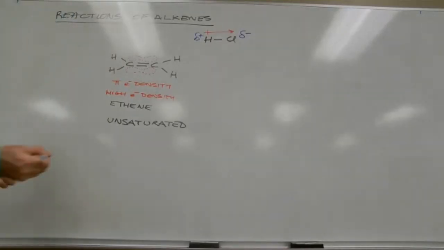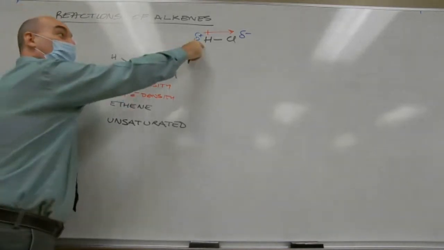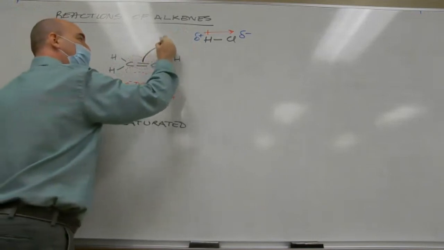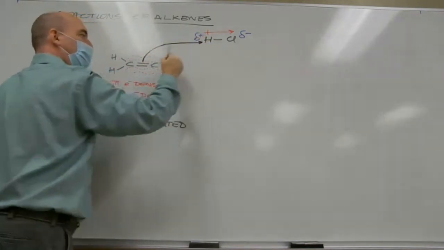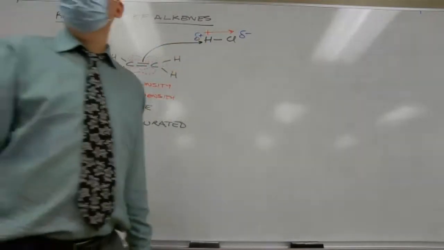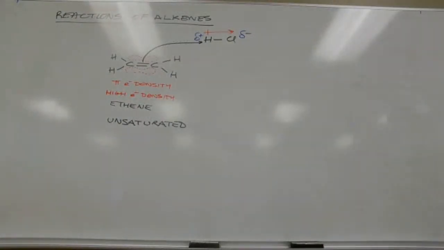Here's my area of high electron density. Here's my area of low electron density. My arrow comes from the center of that bond and goes to the hydrogen. I've successfully made my first curved arrow.